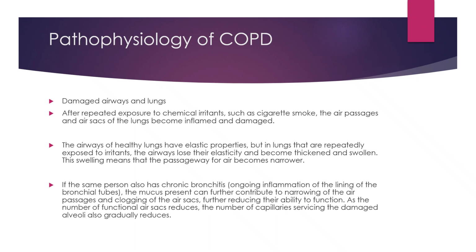Now let's talk a little bit about the pathophysiology of COPD. So what happens in COPD, chronic obstructive pulmonary disease, is that the lungs and airways get damaged. After repeated exposure to chemical irritants such as cigarette smoke or other pollutants, the air passages and air sacs of the lungs become extremely inflamed and damaged. The airways of healthy lungs have elastic properties, but in lungs that are repeatedly exposed to irritants, the airways lose their elasticity and become thickened and swollen. This swelling means that the passageway for the air becomes narrower.